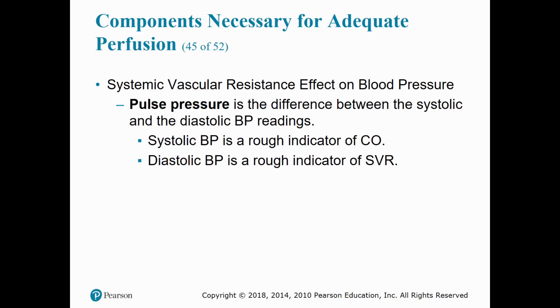The systolic blood pressure is a relative indicator of the cardiac output, whereas the diastolic blood pressure measures the systemic vascular resistance. If the systolic blood pressure is decreasing, it is an indication of a diminishing cardiac output. The pulse pressure is the difference between the systolic and the diastolic blood pressure readings. A narrow pulse pressure is defined as a difference being less than 25% of the systolic blood pressure reading.